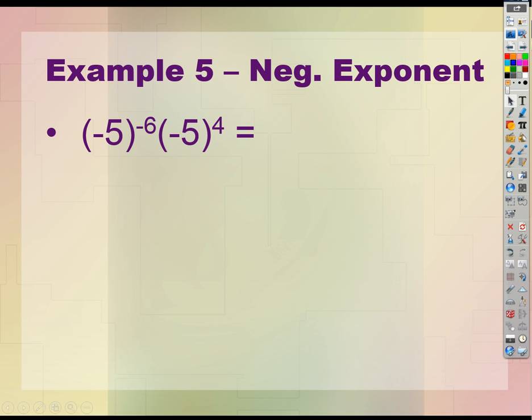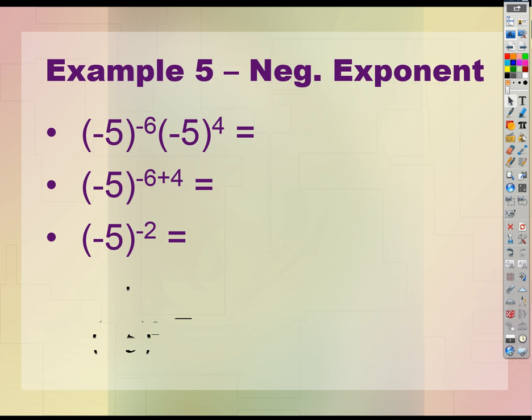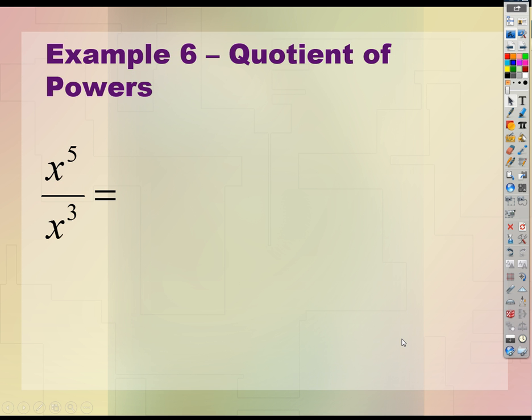-6, I'm multiplying, so I add them, right? Yeah, so -5 to the -6 plus 4, but what's -6 plus 4? -2. So what do I gotta do now? Victoria, what am I gonna do to that? If I have a negative exponent on the top, what do I do? 1 over -5 to the 2. Good. And what is -5 squared? Positive 25. Good. Okay. How about this?